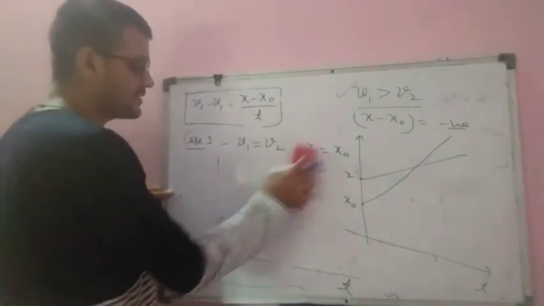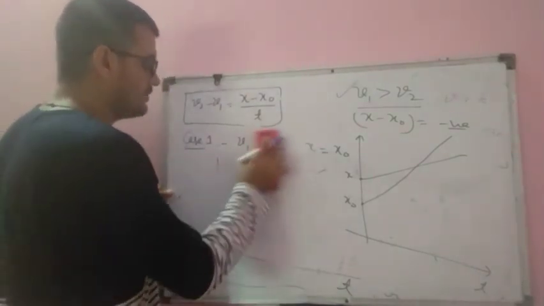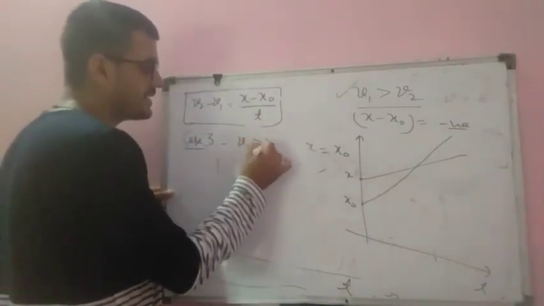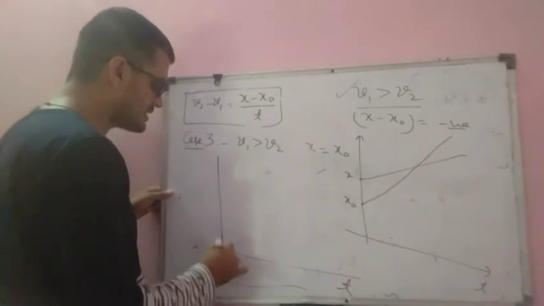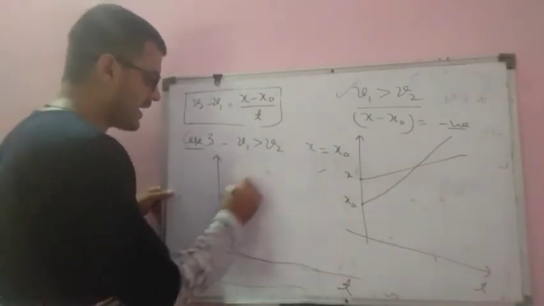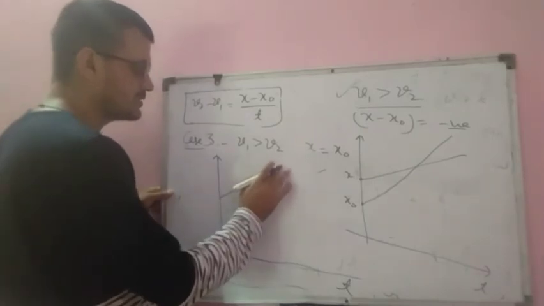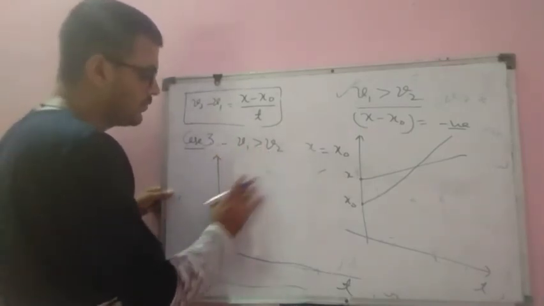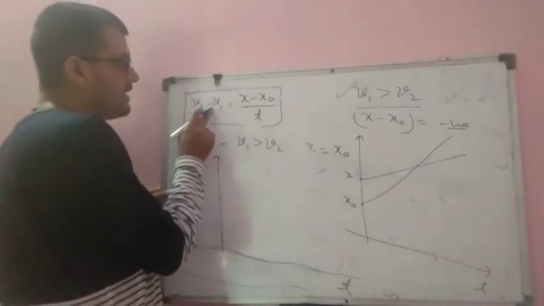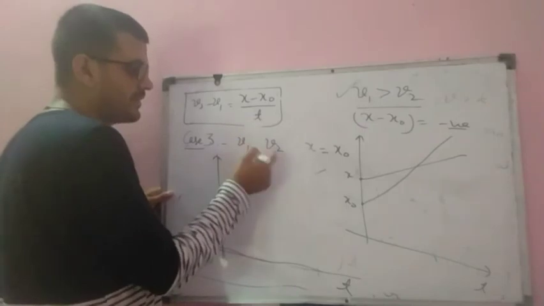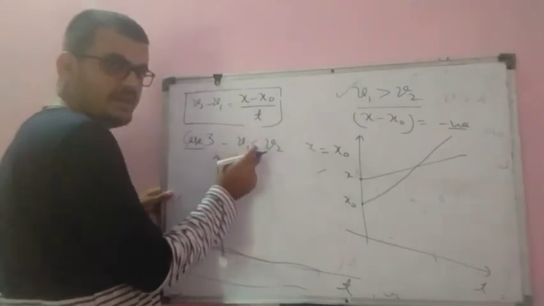Now student, third one, what? Now what will be the shape of graph? This is for x1, sorry, yeah. We have already discussed that v1 is greater than v2. Now v1 is less than v2.